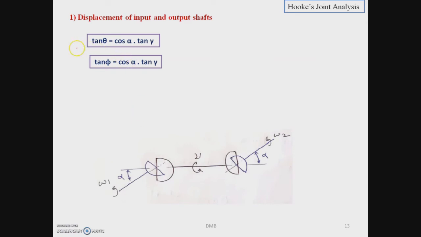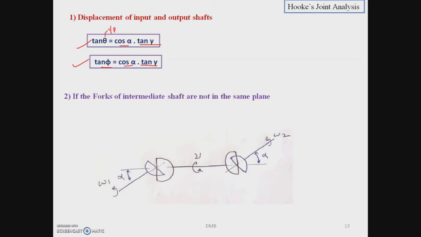Now these are the relationships between the displacements of input and output shafts and the intermediate shaft. Tan of theta equals cos of alpha times tan of gamma, where theta is the angular displacement of the input shaft, alpha is the angle of inclination between the shafts, and gamma is the angular displacement of the intermediate shaft. Phi is the angular displacement of the output shaft, which equals cos of alpha times tan of gamma. So these two equations define the displacement relationships between input, output and intermediate shafts.